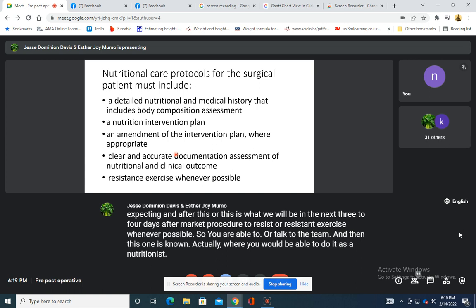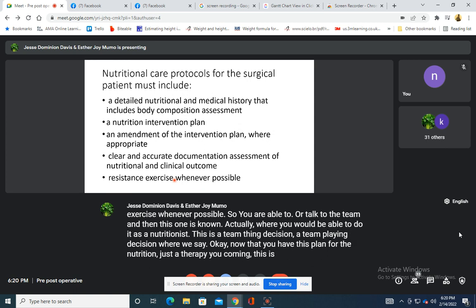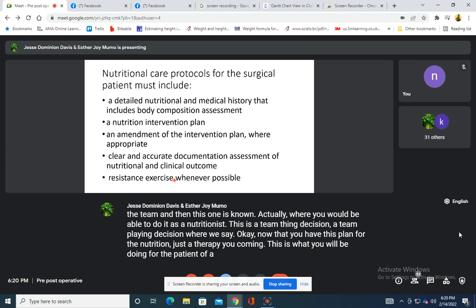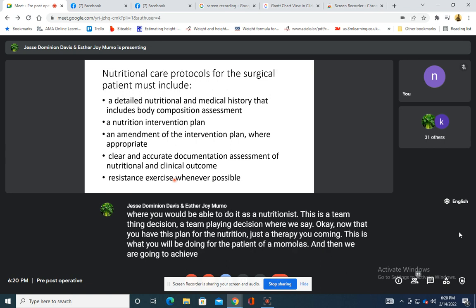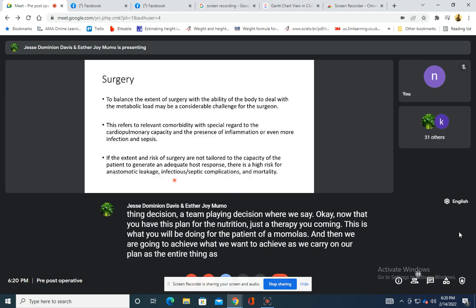This is a team decision, a team-playing decision, where we say, okay, now that you have this plan for your nutrition and physiotherapy, you come, and this is what you will be doing for the patient to be mobilized, and then we are going to achieve what we want to achieve as we carry on our plan as the entire team has decided and concluded upon.